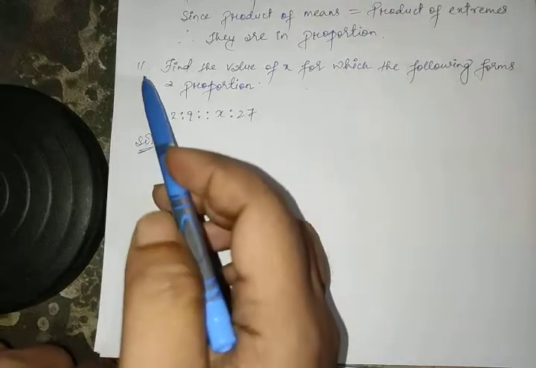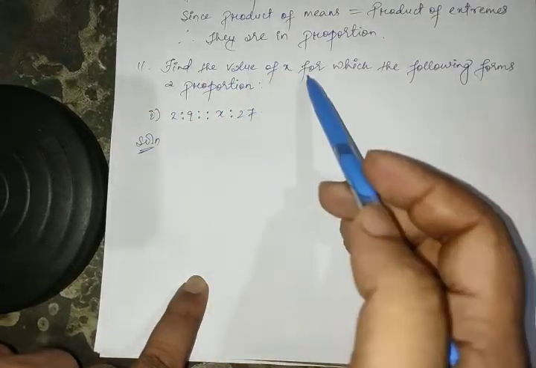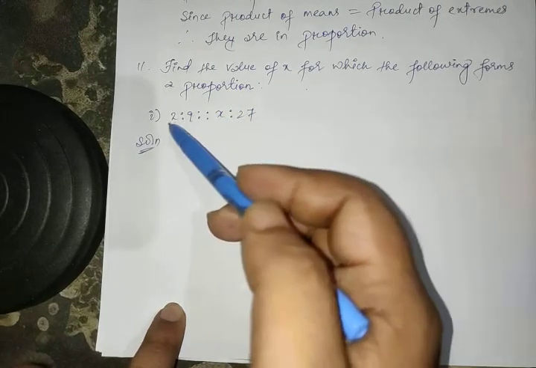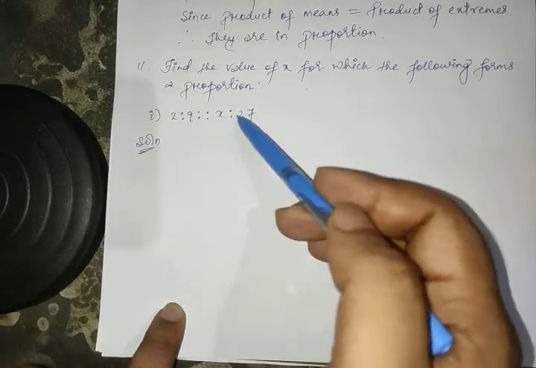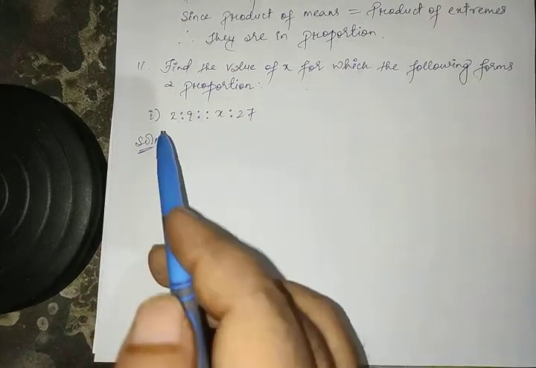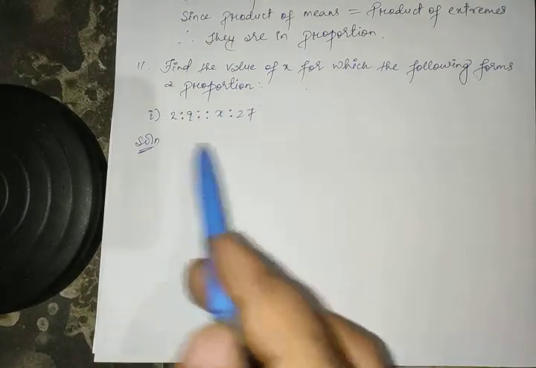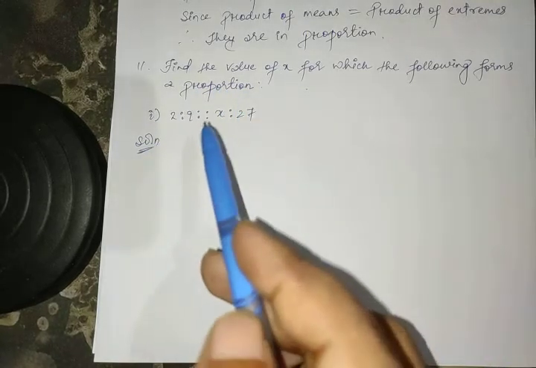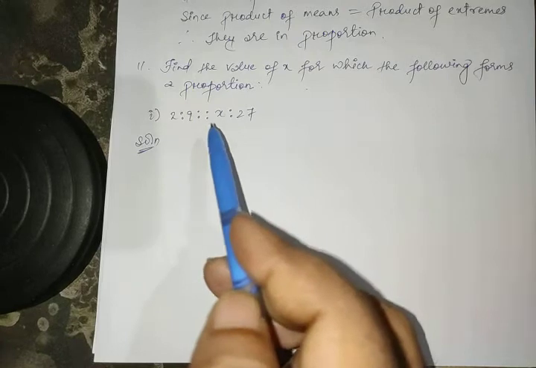Okay, now let us do question number 11. Find the value of x for which the following forms a proportion. Roman number 1, 2 is to 9, proportion to x is to 27. So here in this question, it's already given that it forms a proportion, and we have to find the value of x.